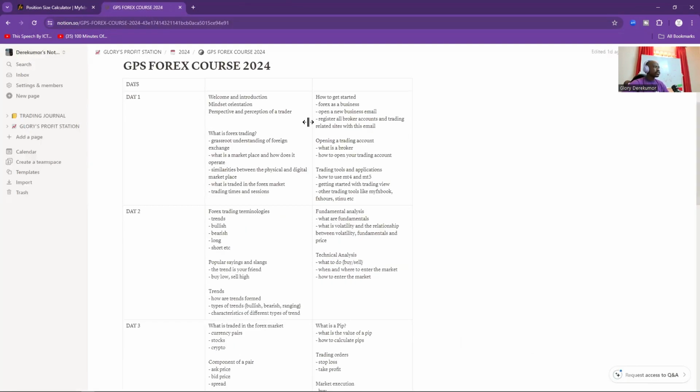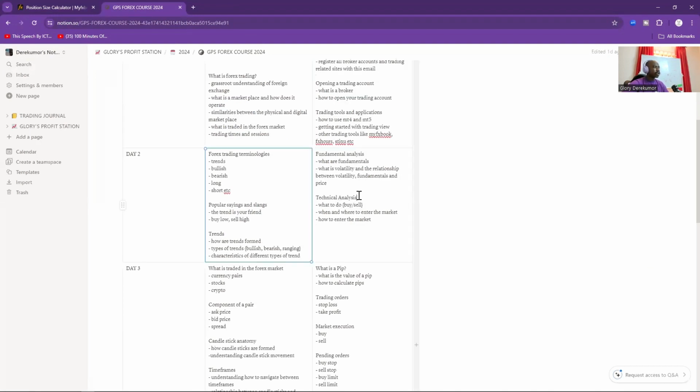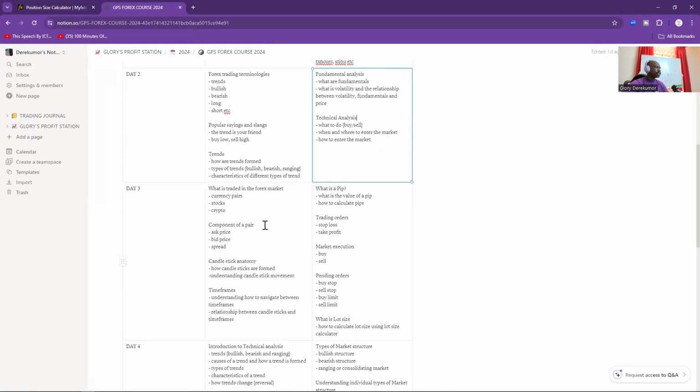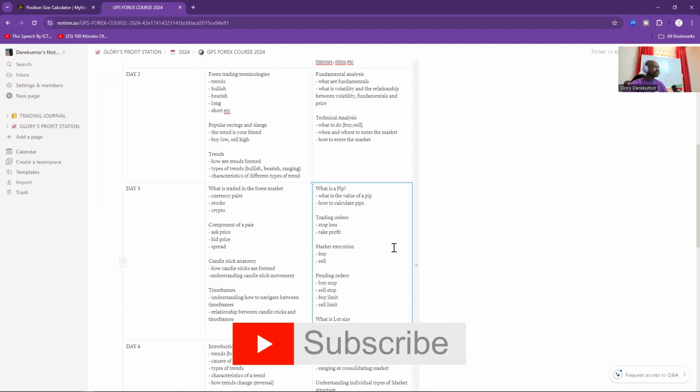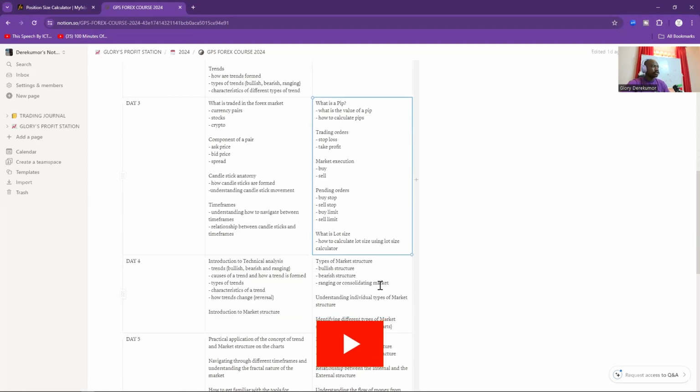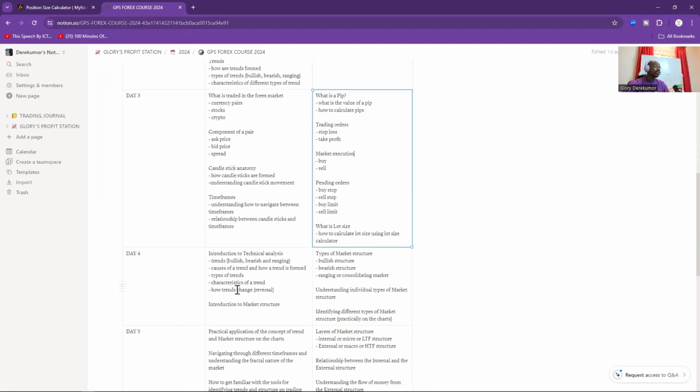So yeah, we did a very, very detailed introduction. We covered this block very, very extensively. We covered this block here as well. We have covered this block here as well. We've covered this block. And also we have covered this block. And then we just concluded this block. So on the next video, I'm going to be taking you guys on an introduction to technical analysis where we're going to revisit trends. We're going to reiterate how trends are formed, characteristics of a trend, how trends can change, talking about reversal, introduction to market structure, and things of that nature.